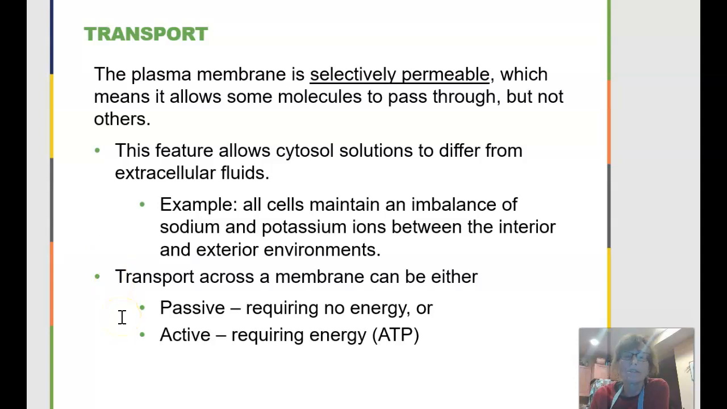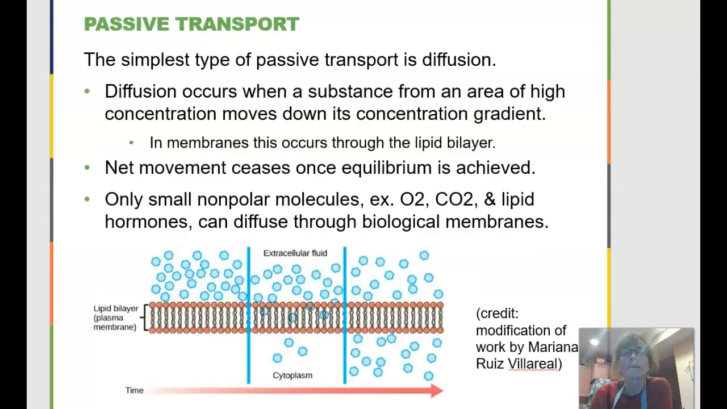Other things we will consider here is that the transport can happen in one of two ways, either passively, which requires no energy, or actively, which means it's going to require the use of the energy molecule ATP, which is the most important energy molecule used by cells.